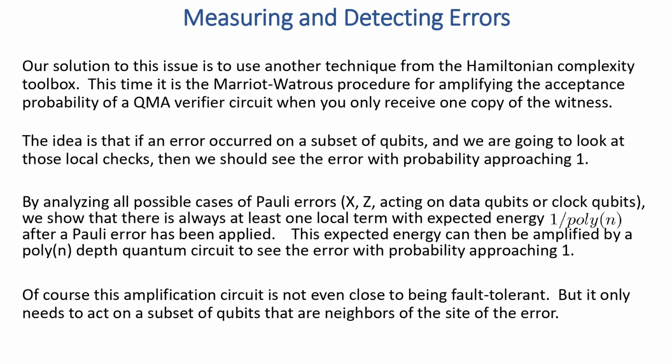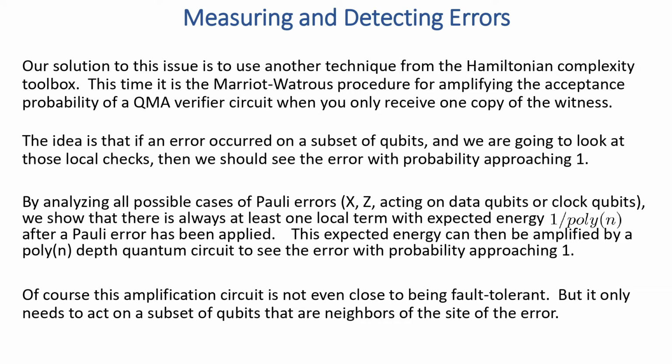So if an error occurred on a subset of qubits, and we're going to look at those local checks, the idea is to amplify the probability of seeing that error to approach 1, right? Because basically, if there's an error there, you don't want to mess up and conclude that there is no error. So you amplify the probability of seeing it. And so what we do in the paper, I'll give a little bit of the flavor of it.